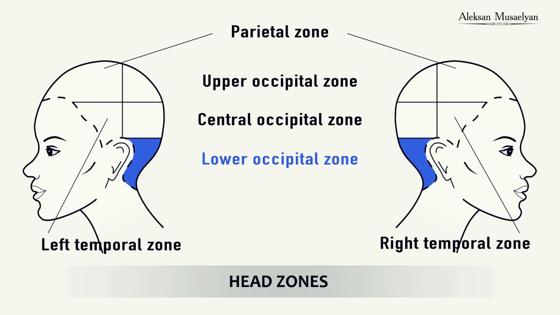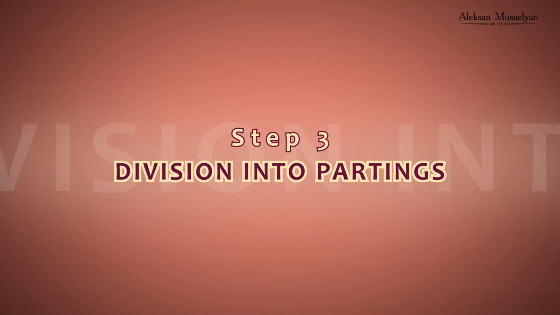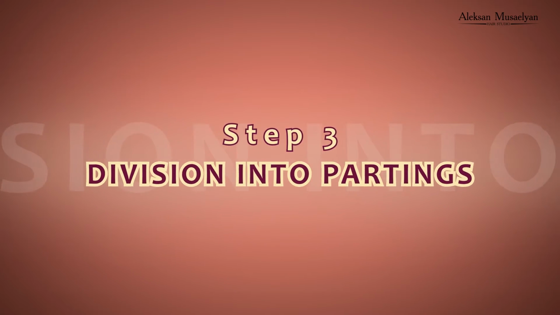Main zones: lower occipital zone, central occipital zone, upper occipital zone, parietal zone, left temporal zone, right temporal zone. It may be necessary to separate hair into zones in accordance with the interposition of forms while their combination. 3. Division into partings. The hair is divided into zones with the help of partings.